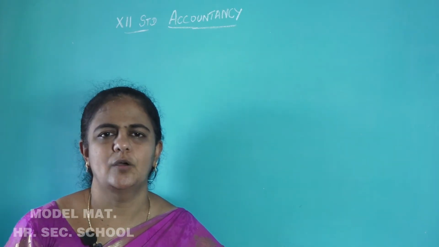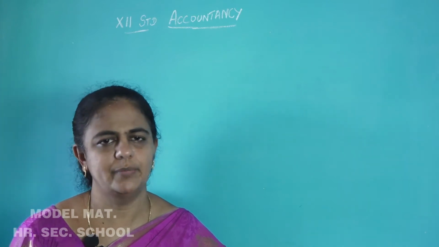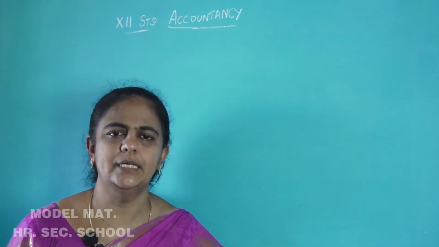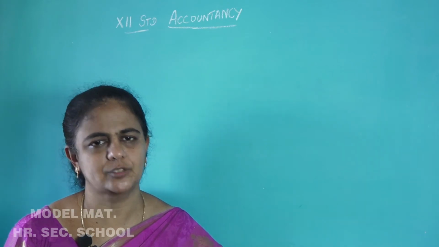Opening balance of cash in hand, cash at bank, all the opening balances will be excluded here. We will not write that. Then we are going to enter only revenue receipts and revenue payments. All capital items will be excluded.